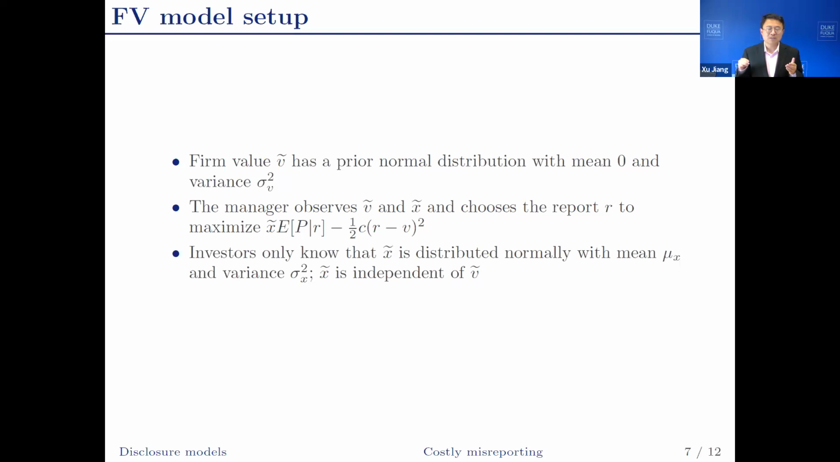Investors do not observe x. Of course, they also have prior knowledge of x. They assume that x is distributed normally with mean mu x and variance sigma x squared. We assume x is independent of v. And investors price the firm.